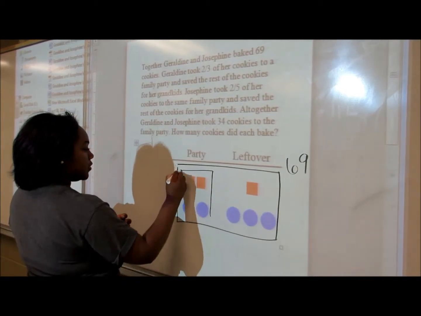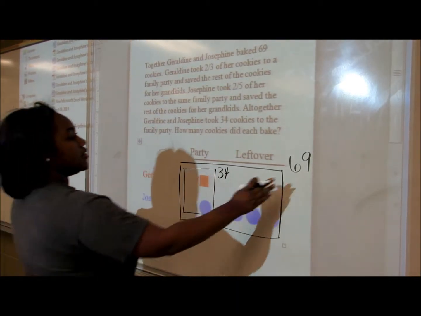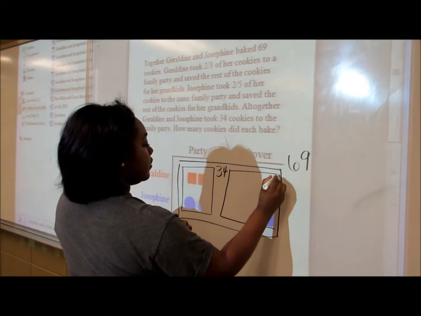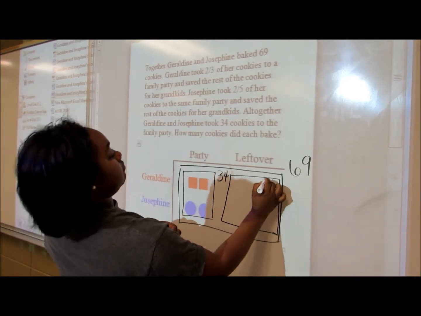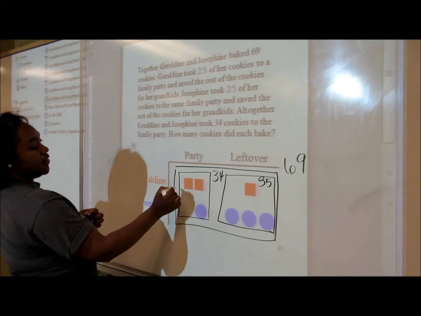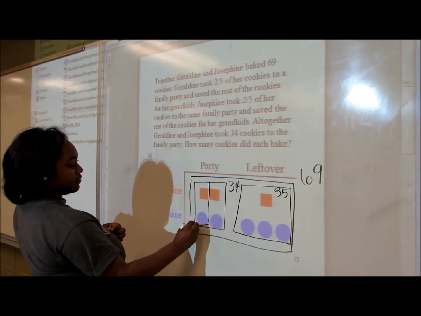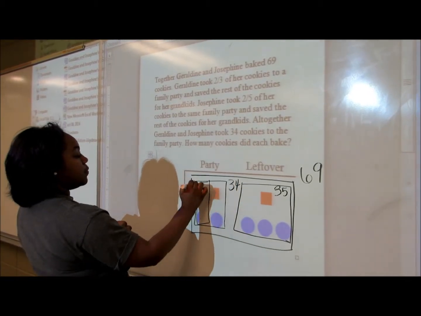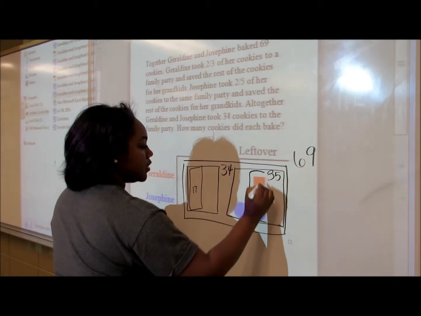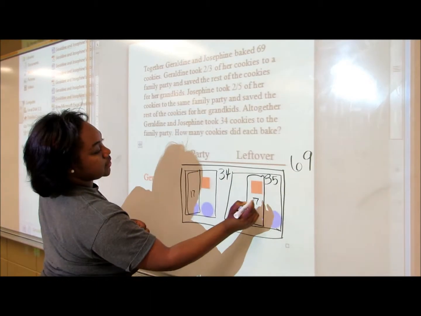So we know this has to be 34 cookies. And with that information, 69 minus 34 is 35. So we know the cookies left over has to be 35. And so you have a set of square and a circle here. You have 2 sets, so half of that 34 would be 17. And so since you have that, you can come back to your leftover cookies, and that square and circle is equivalent to 17.